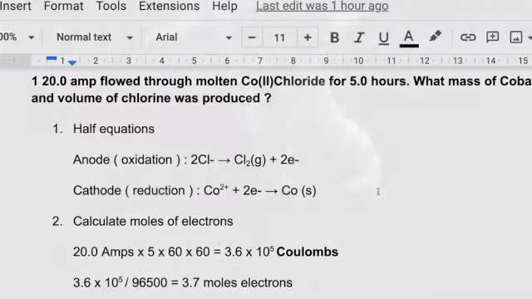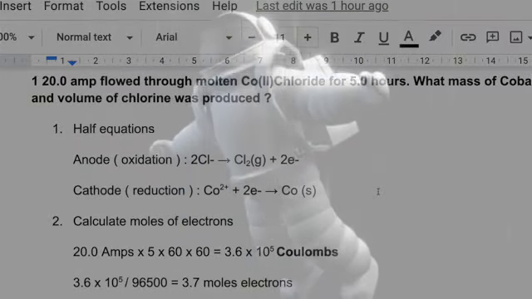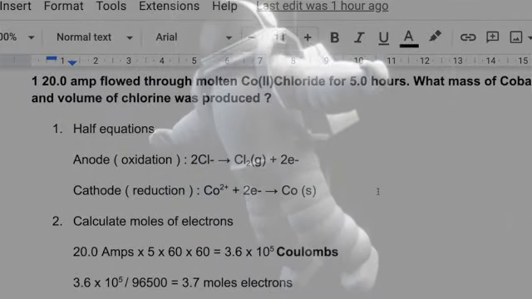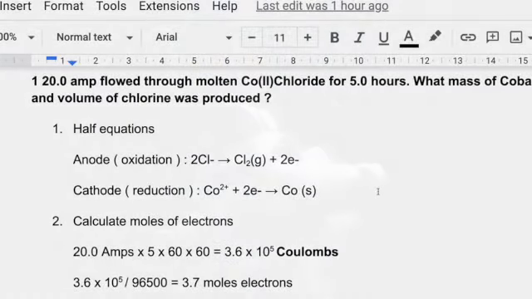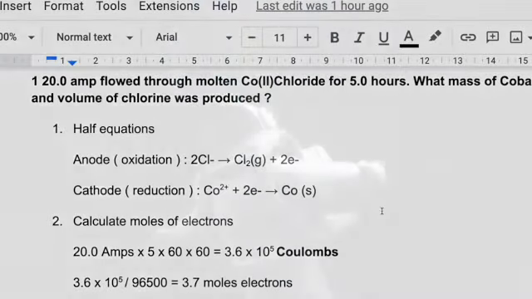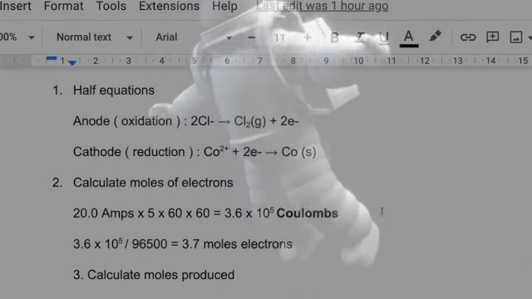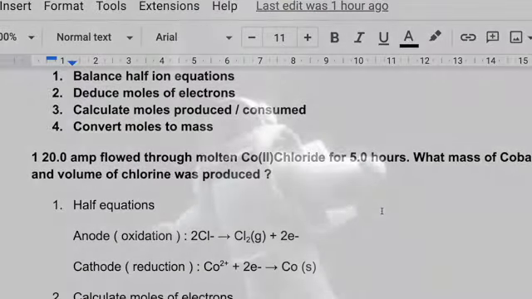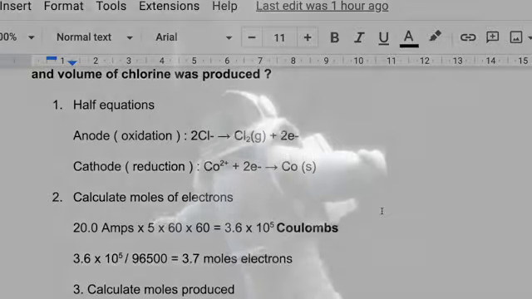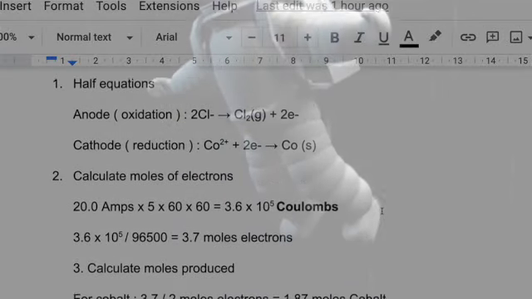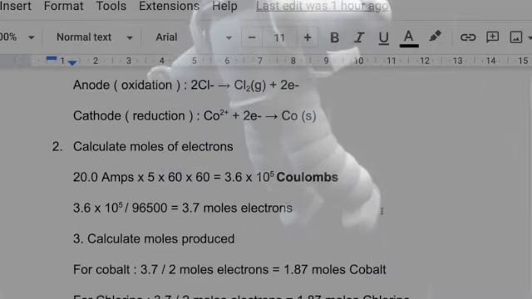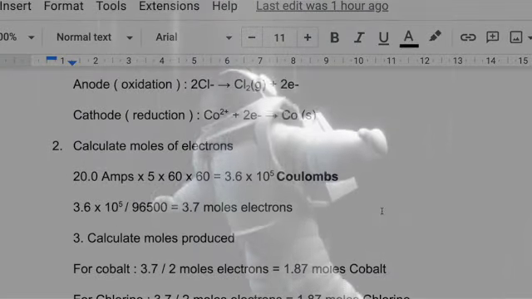So a typical question, you would actually hold your hand through the question in the IB. 20 amps, molten cobalt chloride. You'll be confused, there's no aqueous considerations here, for 5 hours. What's the mass of cobalt and the volume of chlorine produced? So the first thing was balance my half-ion equations. 2 chlorides make 1 chlorine plus 2 electrons. Cathode, cobalt 2+ plus 2 electrons makes cobalt.